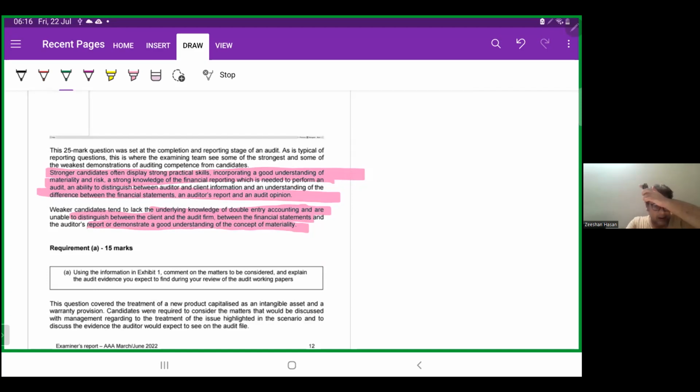So weaker candidates tend to lack the underlying knowledge of double entry accounting, and are unable to distinguish between client and the audit firm, between financial statements and the auditor's report, or demonstrate an understanding of the concept of materiality.